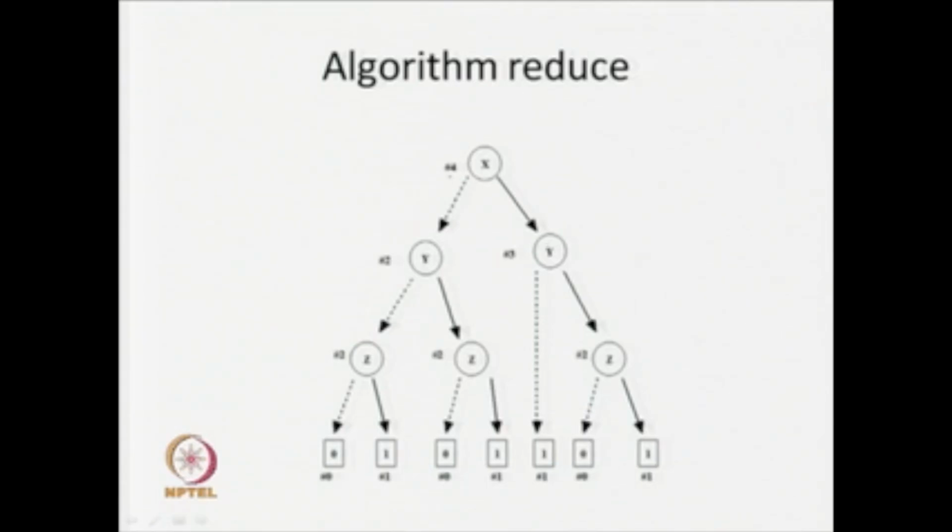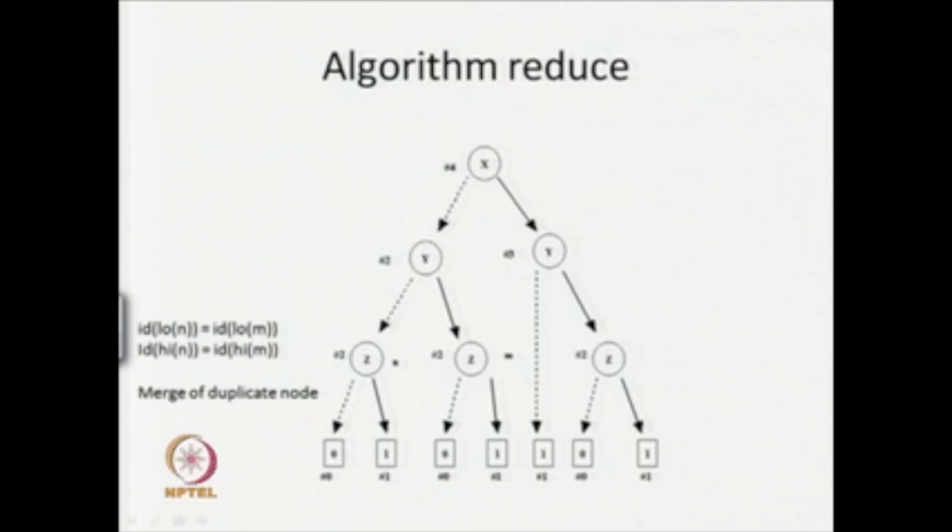So, we are starting from these terminal nodes and following the bottom up approach, coming to the root node, and we have labeled all these nodes. Now, next one is the merging of duplicate nodes.